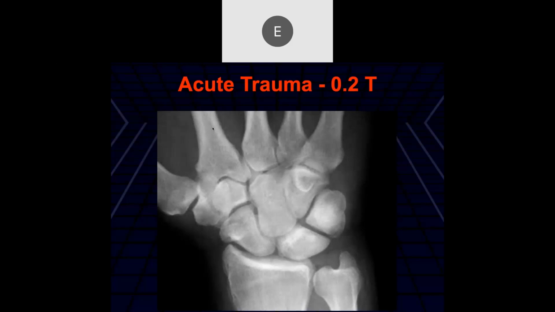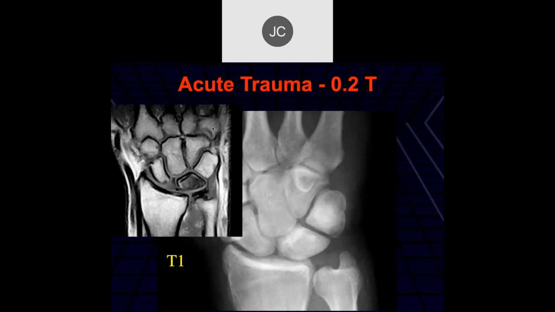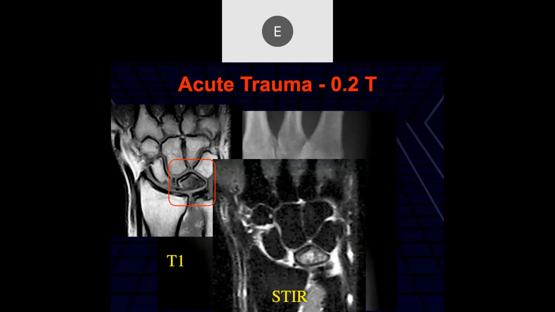Okay, so we thought the plane movement was negative. Here's the 0.2 Tesla MR. Right, so we see edema in the lunate, we see widening of the scapholunate interval, the irregularity of the scapholunate ligament. Great. And there's a STIR. Yep, similar findings, edema, defect in that ligament.